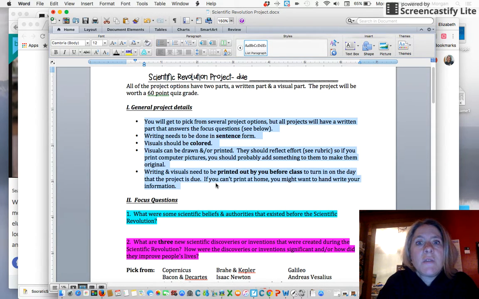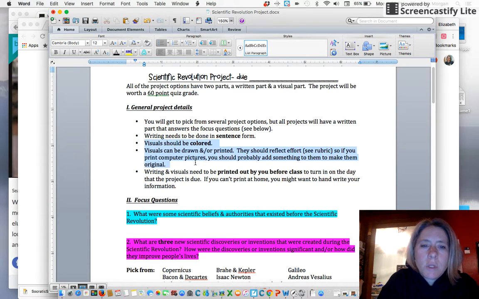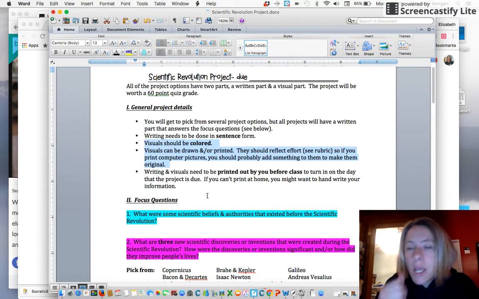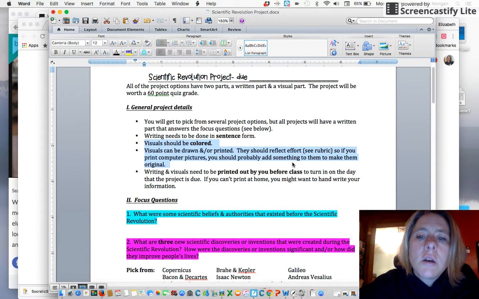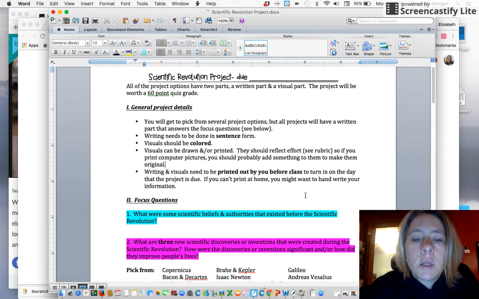I didn't specifically talk a ton about the visuals, but what you really need to know is right in here about the visuals. You want to make sure that they reflect effort and help explain the topic. If someone knew nothing about the scientific revolution, which I'm sure many people who aren't in eighth grade don't, then how would your visuals help make the topic easier to understand and help explain it? That's what you want to think about. And it talks about seeing the rubric, which I'll talk about in a minute.